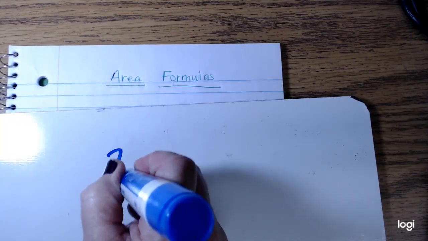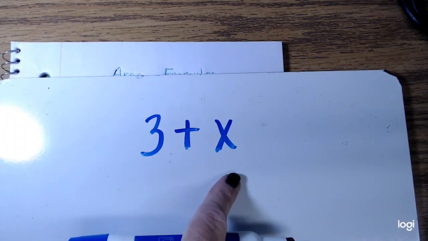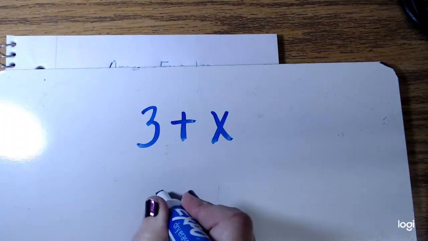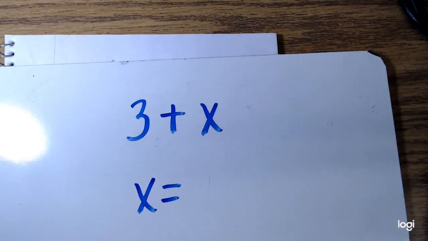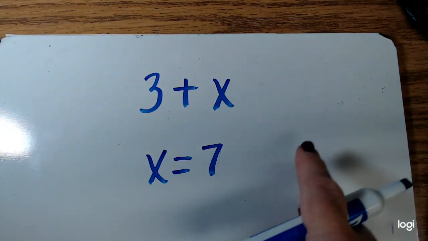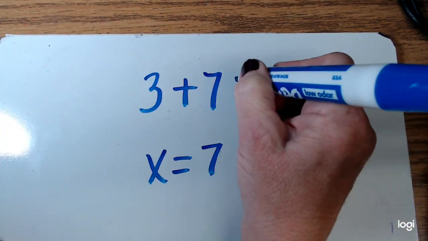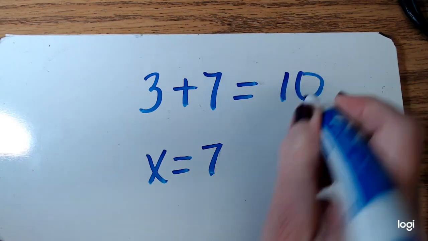So we did expressions, for example, 3 plus x, right? That's an expression. We have our variable. You can't solve this until I tell you what x equals. If I tell you that x equals 7, well, then you know you're going to substitute in for this x a 7, and you're going to find the answer to be 10.